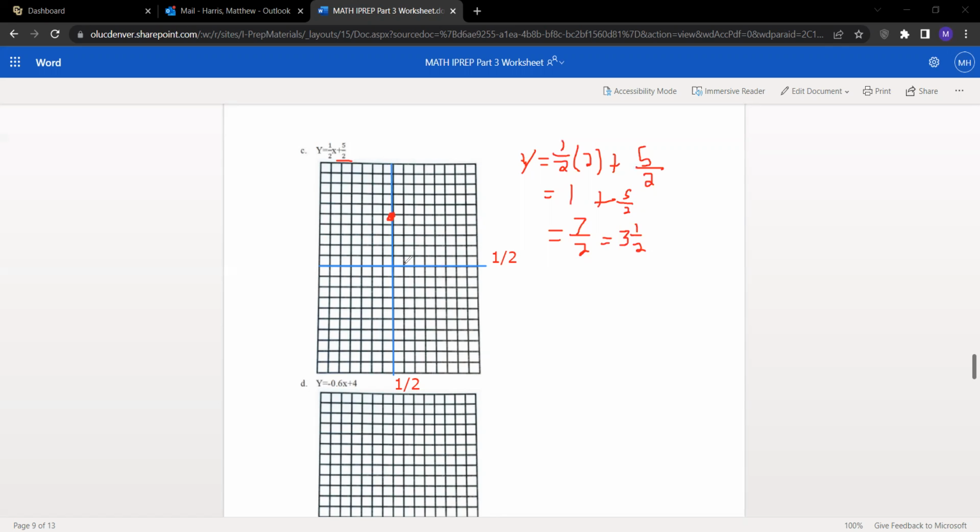So then at 2, we know each square is half, so we go over 4, right? 1, 2, 3, 4: 1/2, 1 whole, 1.5, 2. Then we go up to 7/2: 1, 2, 3, 4, 5, 6, 7. And then we just connect the points.